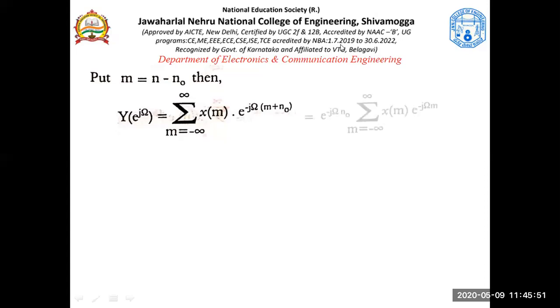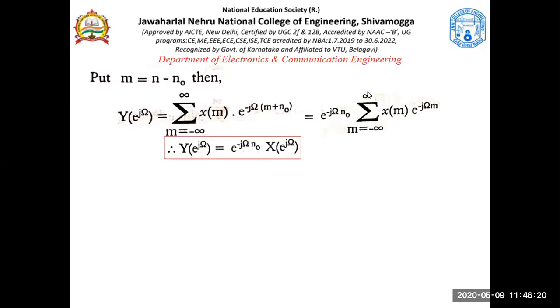Fine. So bring the two exponentials, and bring this exponential, which is a function of n naught, out, because here we have m. Soon after this becomes m, you have to change this summation variable also to m. Whatever is here should come here. So m is running now. Since m is running, this exponential has got nothing to do within the summation, so keep it out. And this is what it looks like. This is X of e power j omega. Everybody understand this? So this is regarding the time shift property.